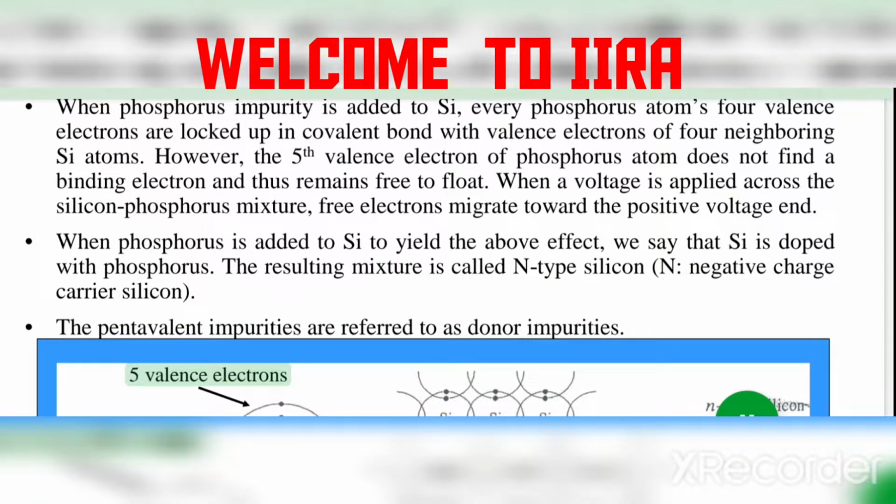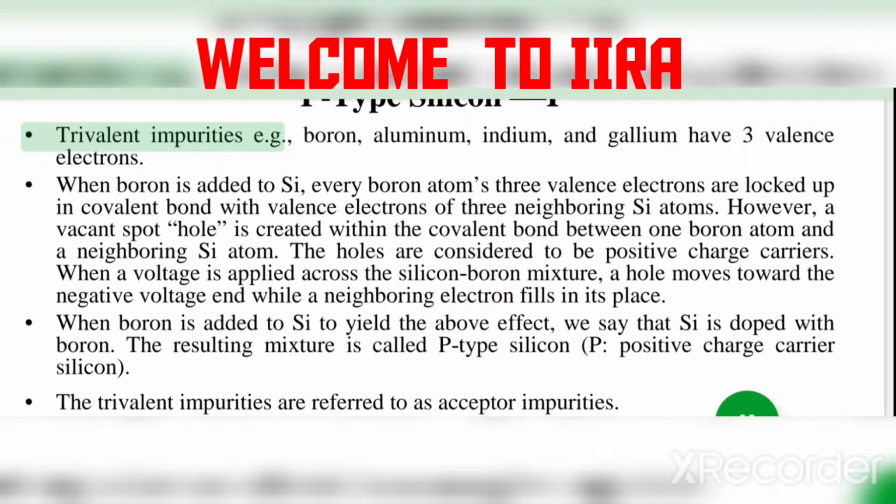5 valence electrons. P-type silicon 1. Trivalent impurities, e.g., boron, aluminum, indium, and gallium, have 3 valence electrons. When boron is added to silicon, every boron atom's 3 valence electrons are locked up in covalent bonds with valence electrons of 3 neighboring silicon atoms. However, a vacant spot, a hole, is created within the covalent bond between one boron atom and a neighboring silicon atom. The holes are considered to be positive charge carriers.